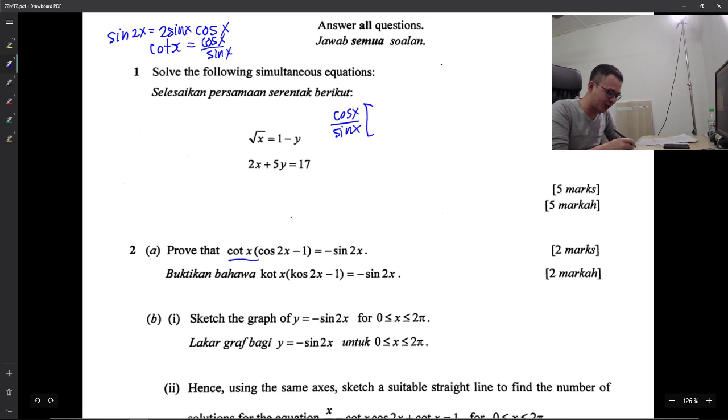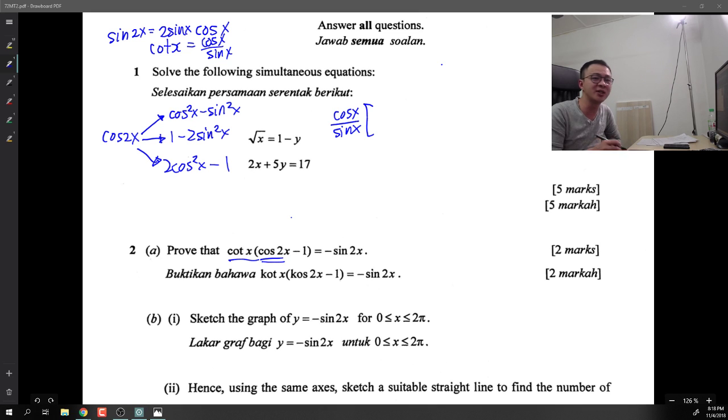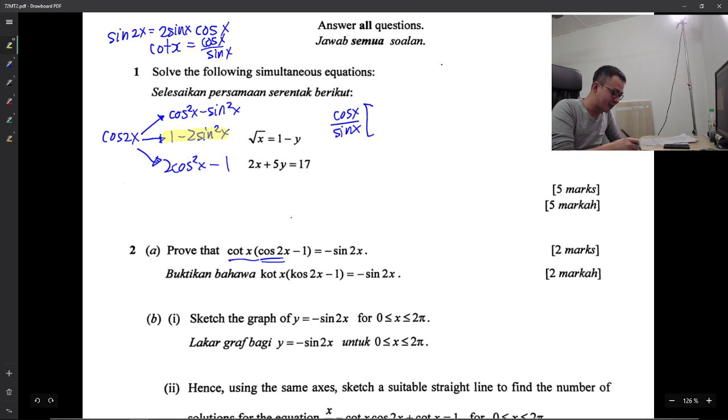And then I have cos 3x, cos 2x. Cos 2x, you have three formulas, right? You will have cos square x minus sine square x, or you can have 1 minus 2 sine square x, or you can have 2 cos square x minus 1. Okay, you have three choices here for your cos 2x, but because I see this one is over sine x, so maybe I will choose the one with sine x. Then maybe I can simplify after that. So I will choose this one, 1 minus 2 sine square x, and then minus 1.